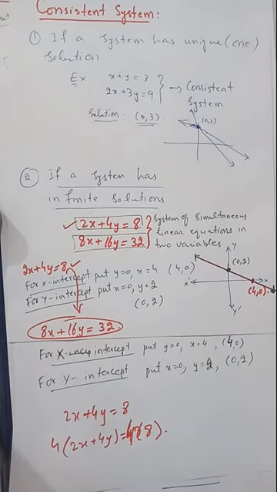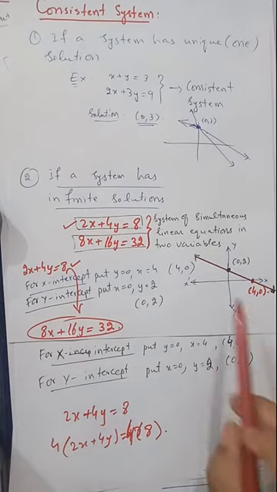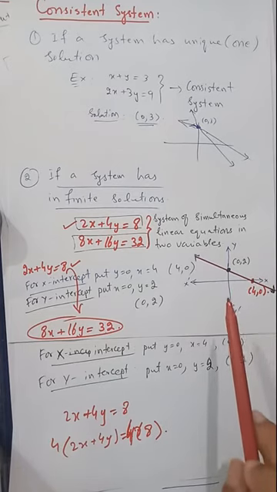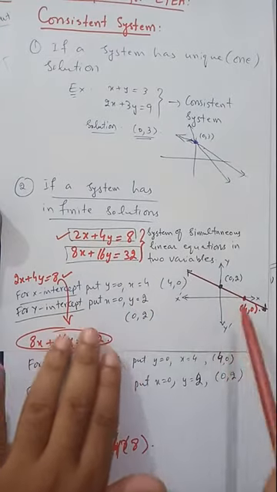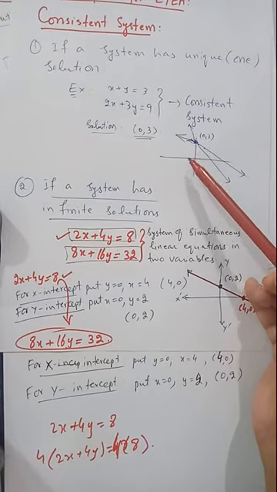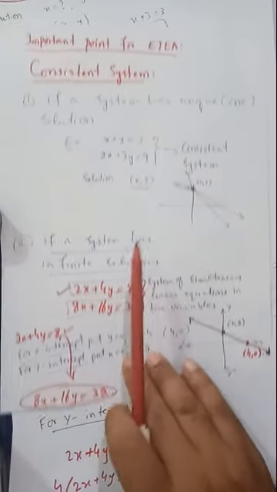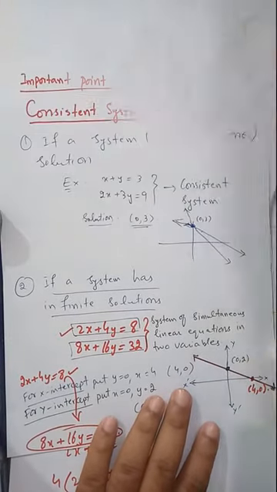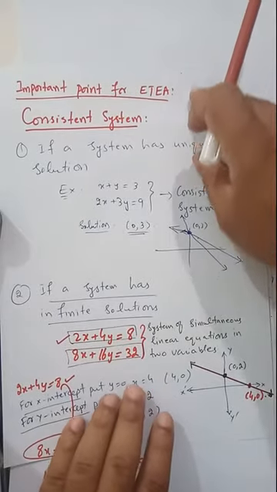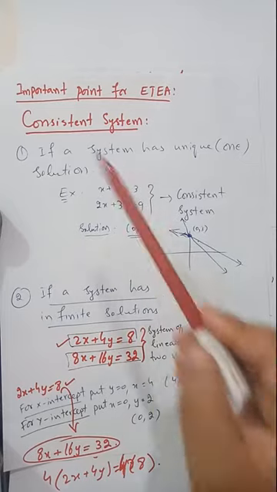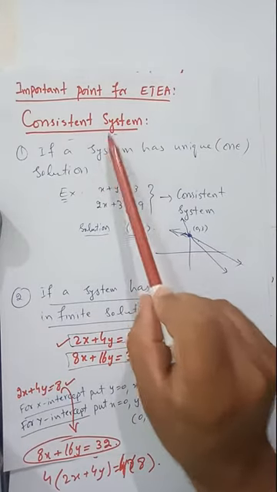So you can say that the second equation is a multiple of the first equation. Whenever one equation is a multiple of the other equation in a system, we get infinitely many solutions. So in this case the system has infinite solutions, and in the other case the system has a unique solution. In both cases, if a system has infinite solutions or a unique solution, the system is said to be a consistent system.